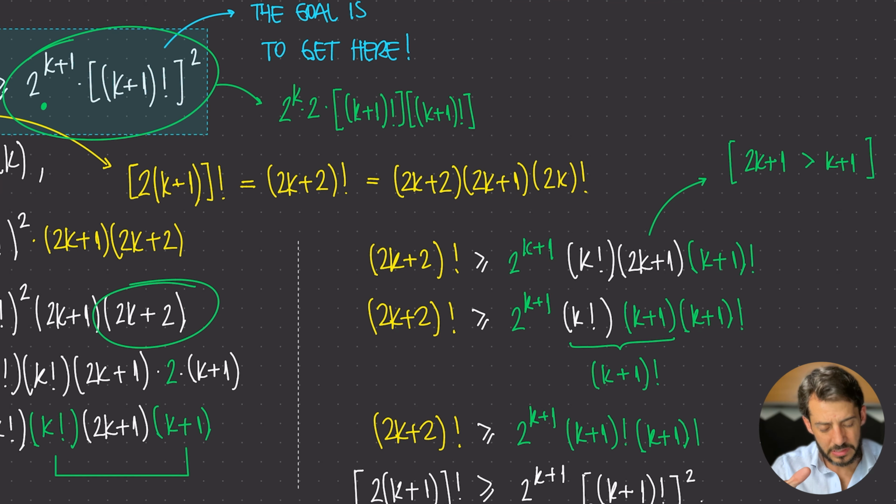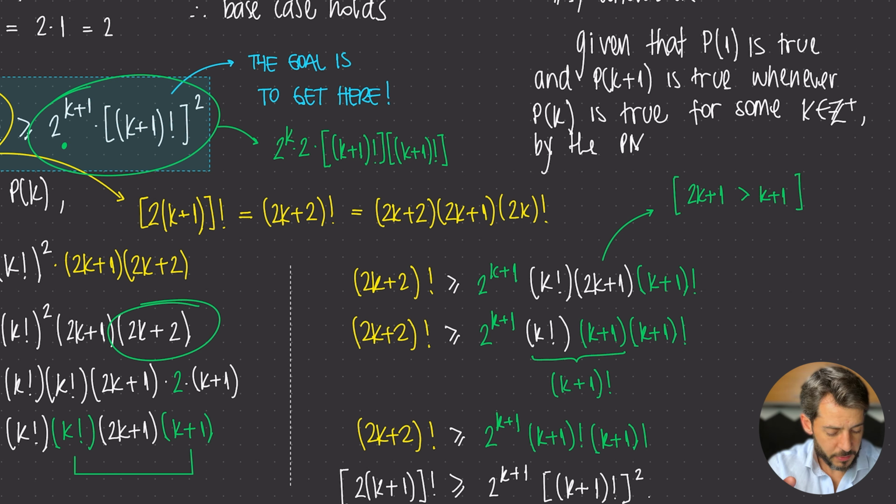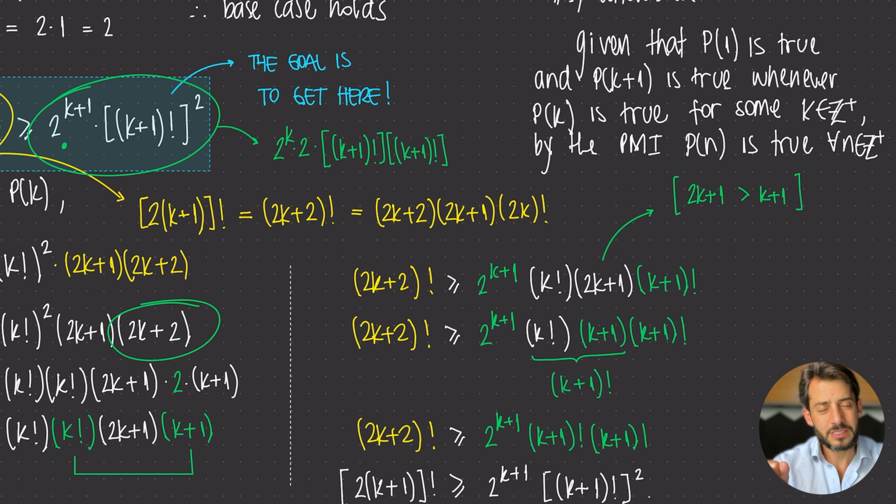Now, the fifth step in an induction proofs exercise is to state the conclusion. Given that p of 1 is true and p of k plus 1 is true whenever p of k is true for some positive integer k, then by the principle of mathematical induction, p of n is true for all positive integer n's. Now, here's the second exercise.